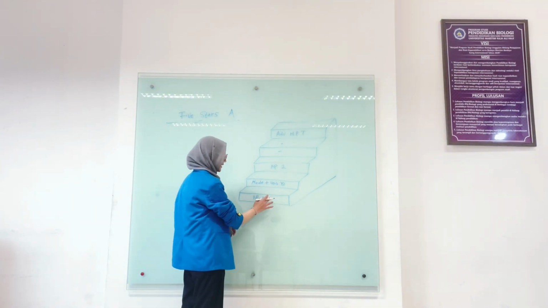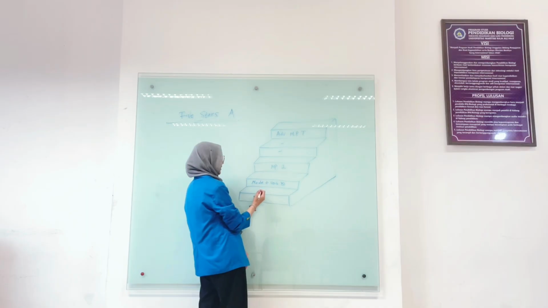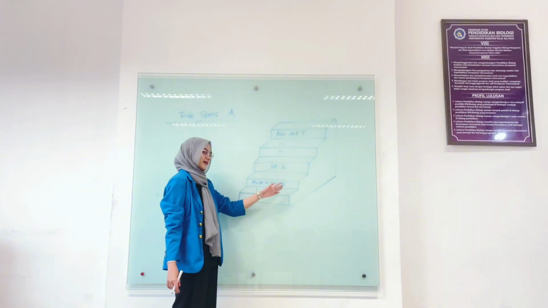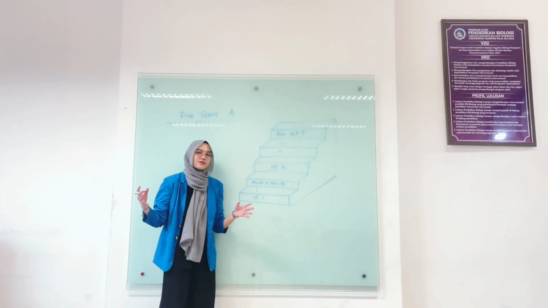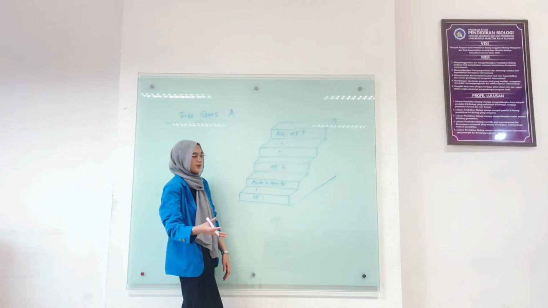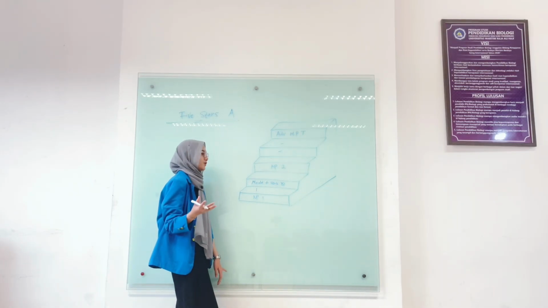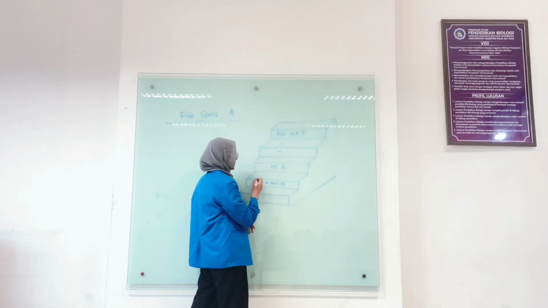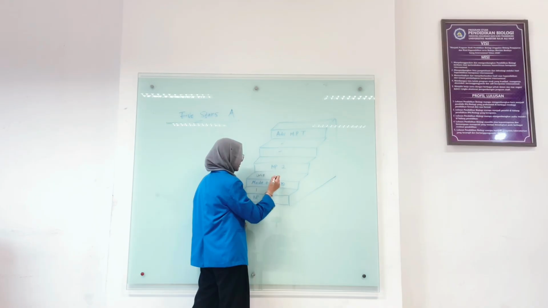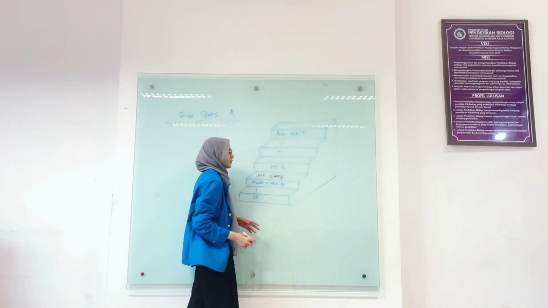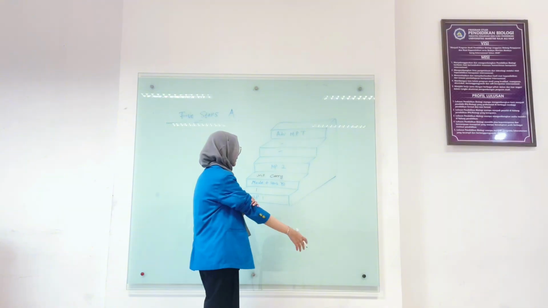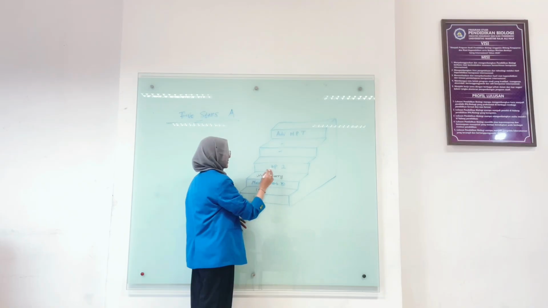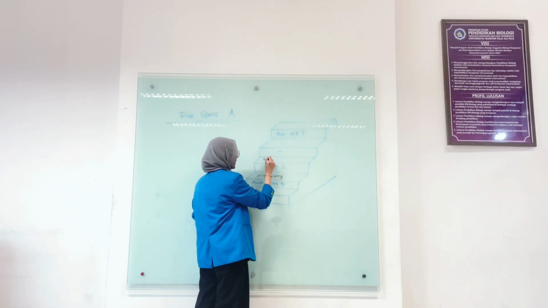NP1 is subject. For example, I. Modal plus verb base. So when we construct a modal auxiliary sentence, we have to use verb 1. We are prohibited to use verb 2 or verb 3. For example, will carry, not carried. NP2 is an object. What will you carry? For example, I will carry her bag.